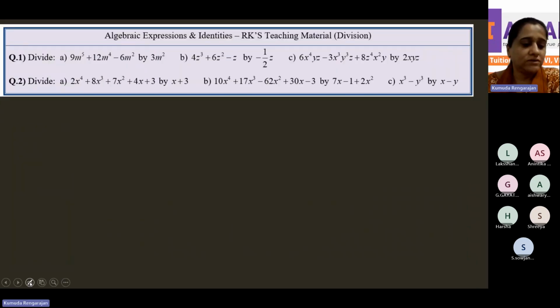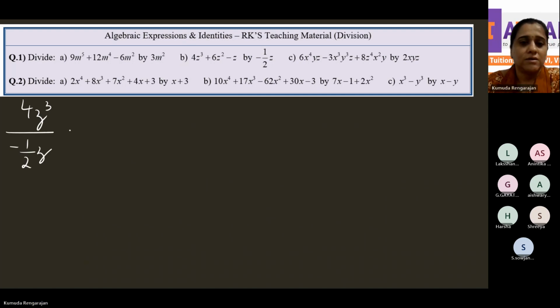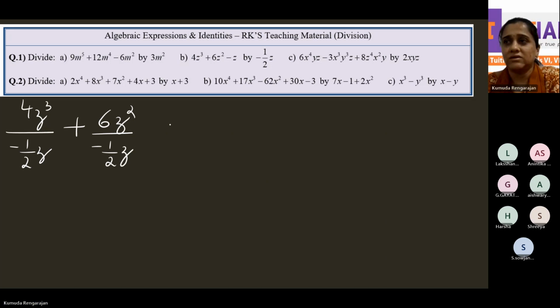Now let's do the second one. So it will be 4z cubed divided by minus half z plus 6z square divided by minus half z. That is z, children. That's z. See, this is z. This is not 2. This is z. Then minus z divided by minus half z.